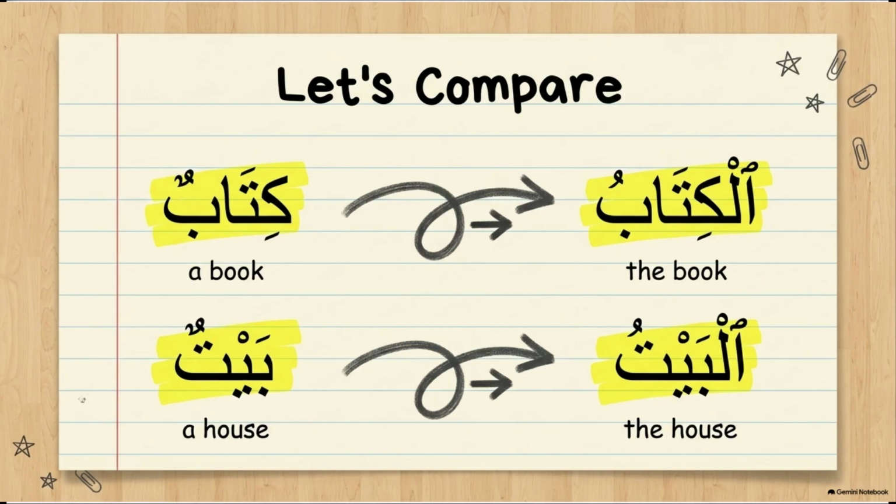And this brilliantly illustrates the transformation in action. Follow the curved arrows with me. Top left, we start with kitabun, a book. When we want to say the book, we add al to the beginning. But look closely at the end of the new word. The double vowel of the tanween, that un sound, drops down to a single vowel, just the u sound. So kitabun becomes al-kitabu. And the exact same rule applies below. Baytun, a house, becomes al-baytu, the house. That un must turn into a single u when the al arrives at the front.